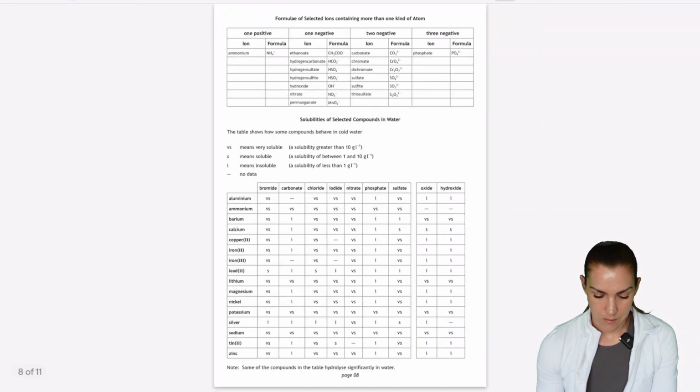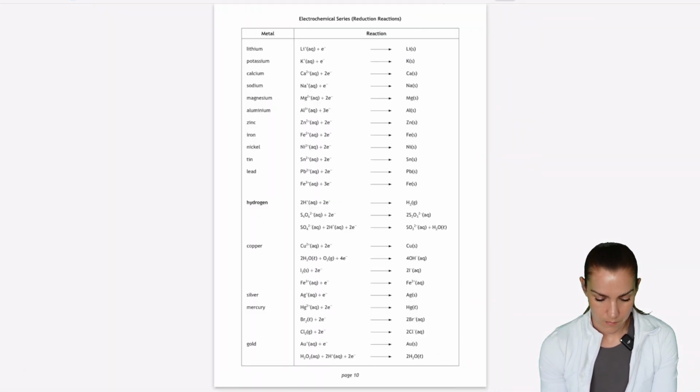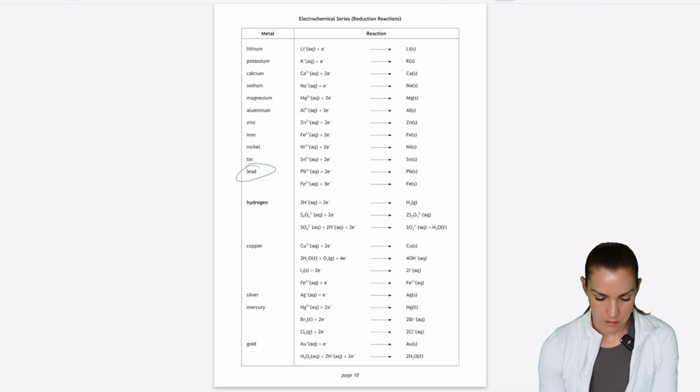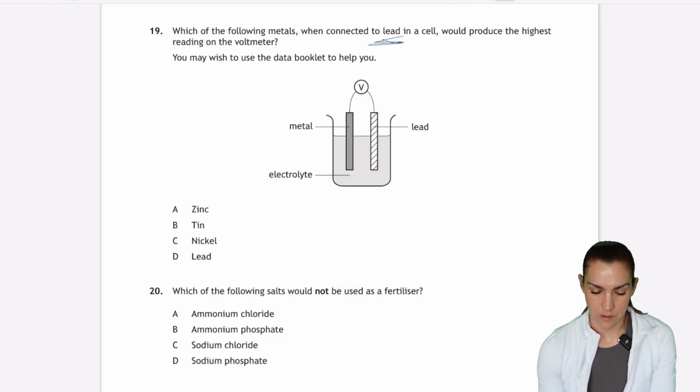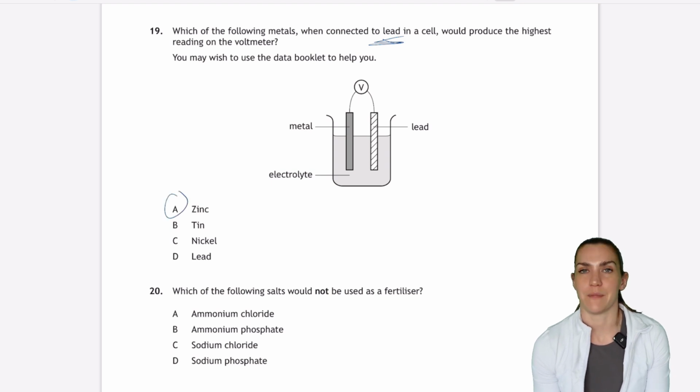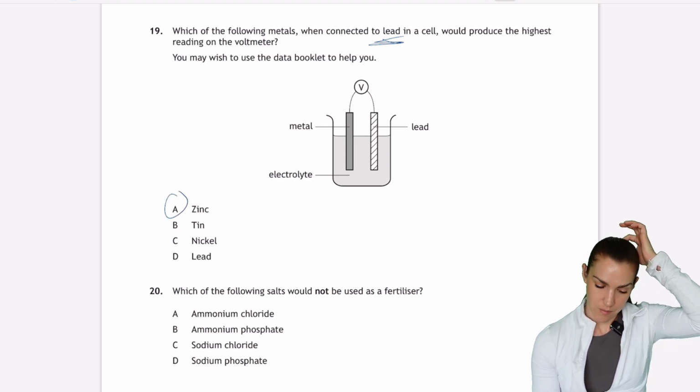So if we go to the electrochemical series, lead is here. The one that's highest up, I think, is zinc. Yeah, zinc's the furthest away, it's up here, because we've got nickel and tin, and then if lead was paired with lead, it would give you a value of 0 volts. So if it's the same metal, it just ends up as 0 voltage.